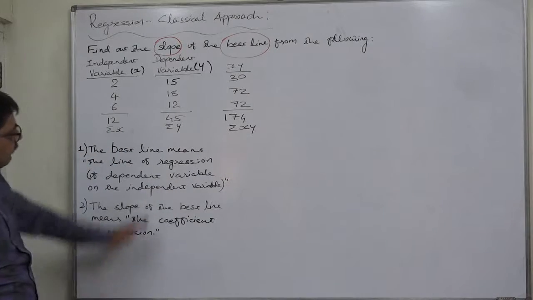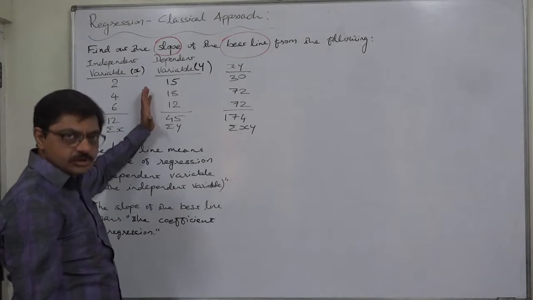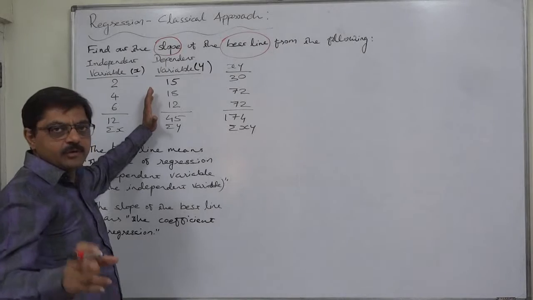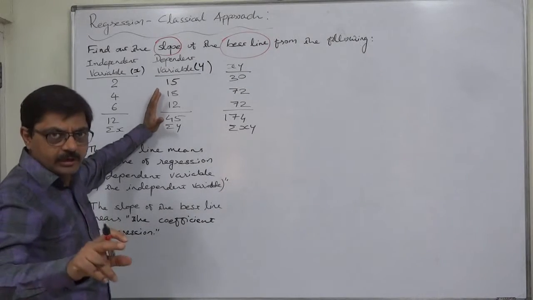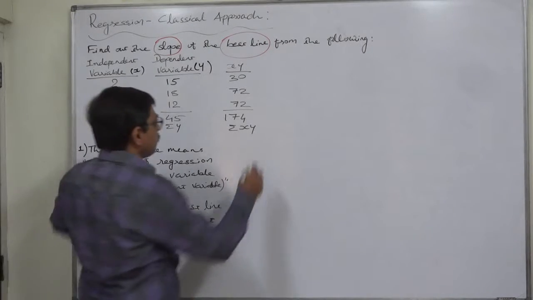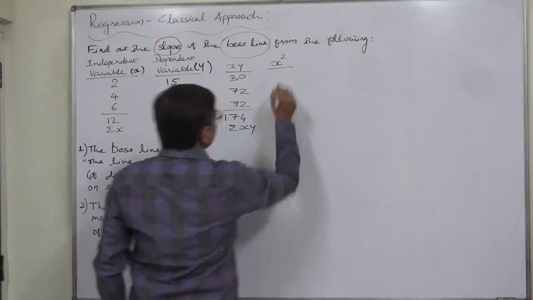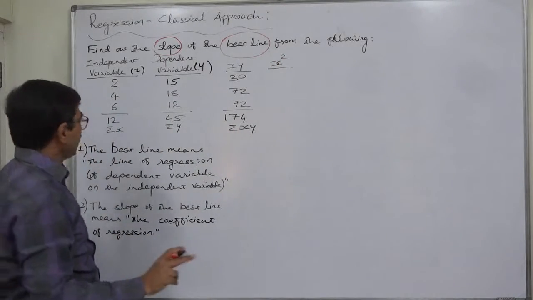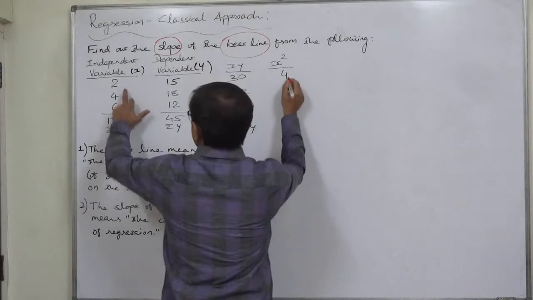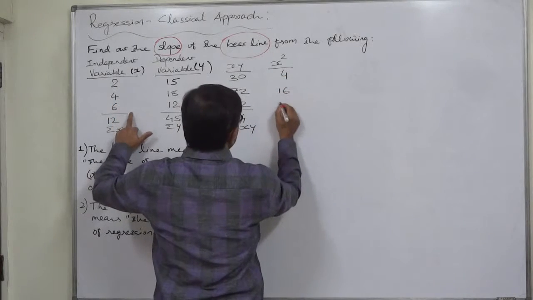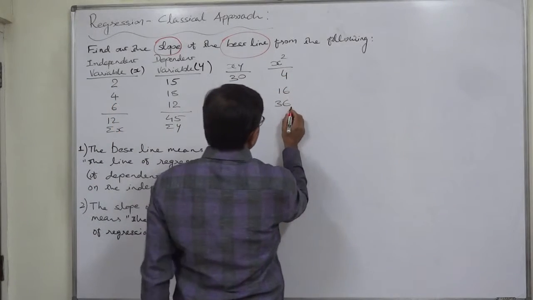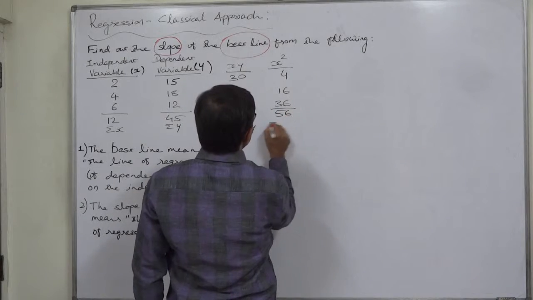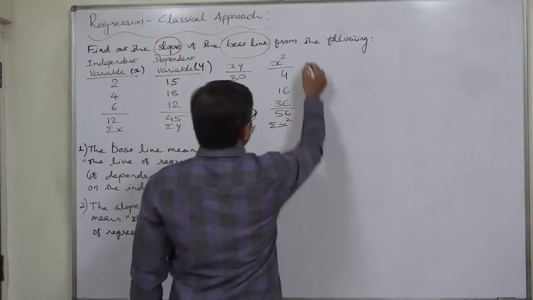Now it is clear that we need to calculate byx only. So the denominator of the formula will be made up of x only. So we need only x square and not y square. So we are not going to prepare the column of y square. x square: 2 square 4, 4 square 16 and 6 square 36. 36 plus 16, 52, plus 4, 56, sigma x square.